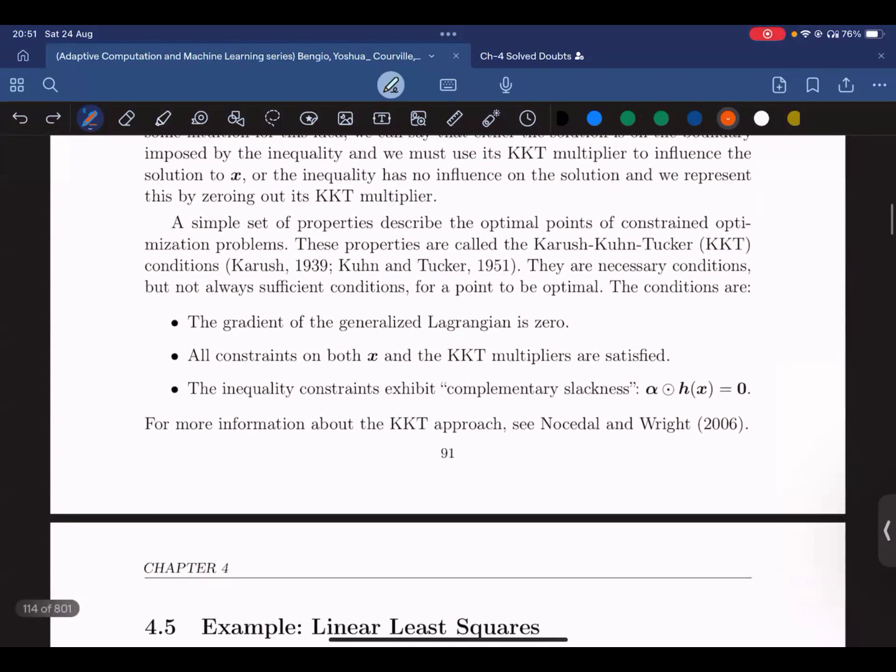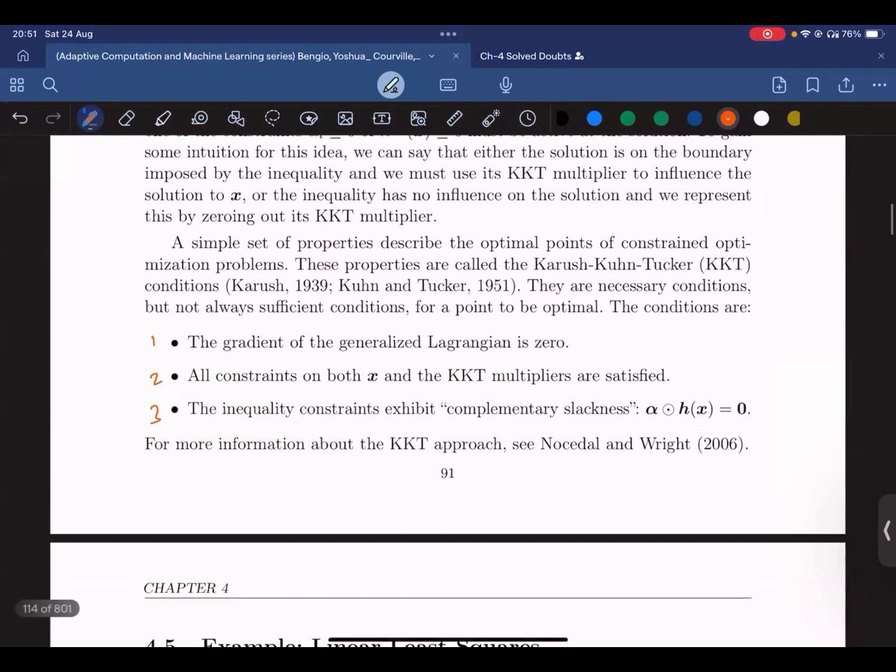Now, the KKT conditions discussed here are these three. First is that the gradient of the Lagrangian is 0. So these are necessary conditions, but not always sufficient for the point to be optimal.